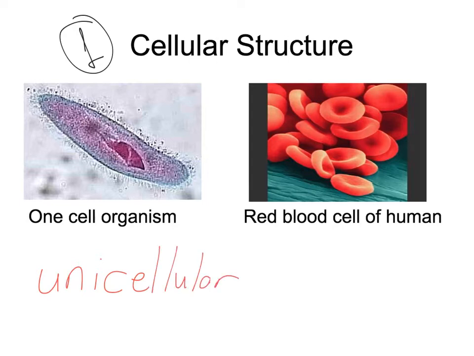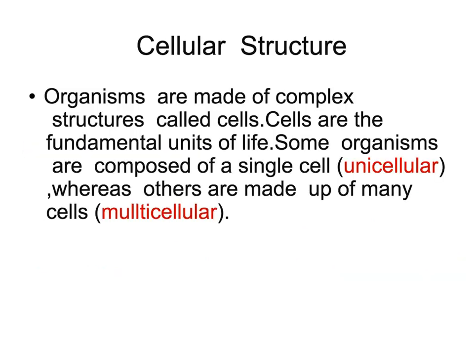And if the organism has more than one cell, we call these organisms multicellular. Unicellular, single cell organism, multicellular, made up of many cells. Animals, plants, fungi are multicellular, bacteria and most of the protista, paramecium, amoeba, Euglena, these are unicellular organisms.